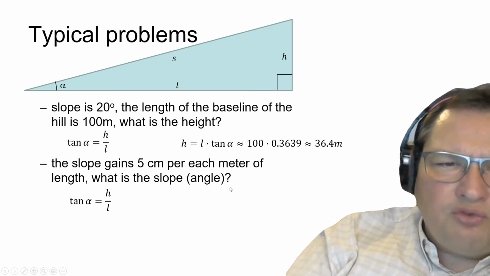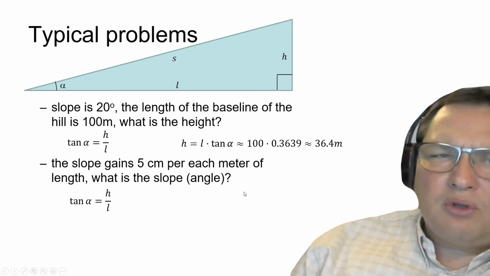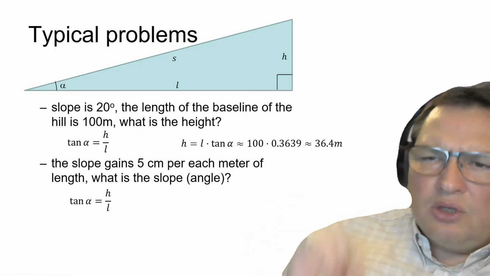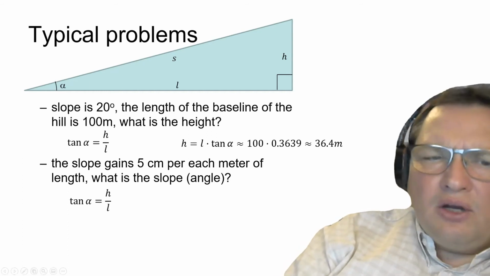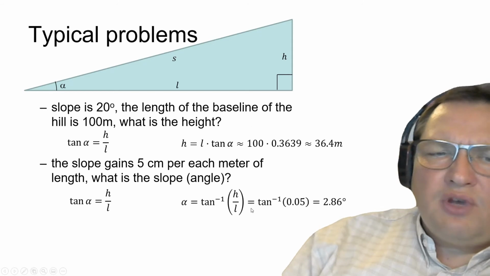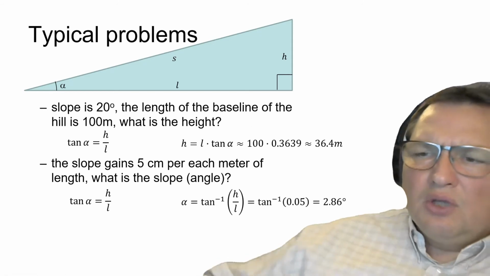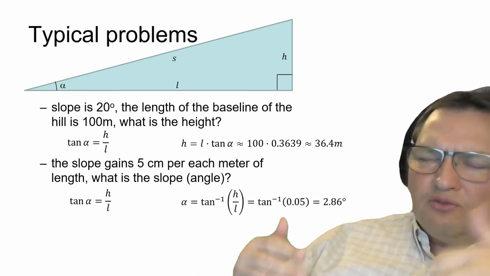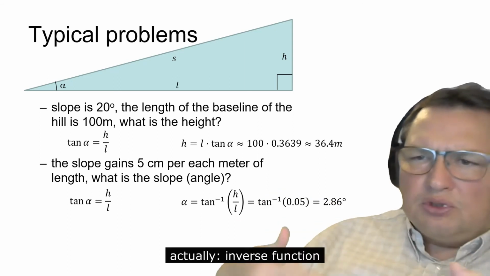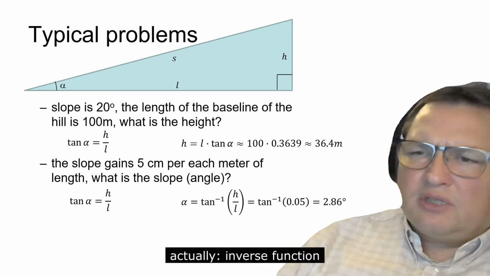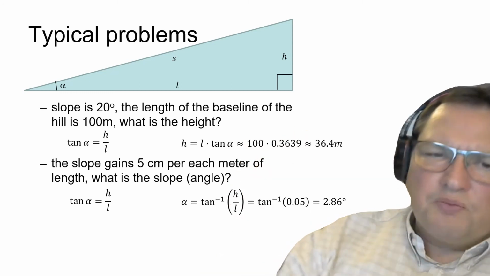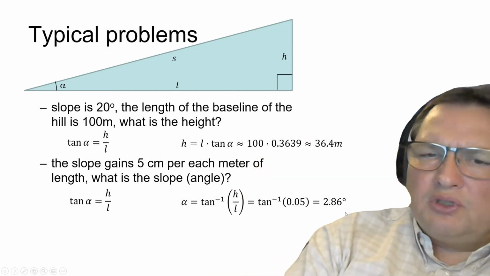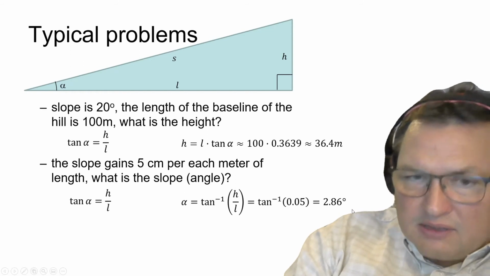It's 5 centimeters over a meter, so 5 over 100 is 0.05. And we have to find the angle that corresponds to this value of tangent. To find it, we can use the function that is the opposite to tangent, a function that takes the value of the tangent and returns the angle. And the answer is 2.86 degrees.